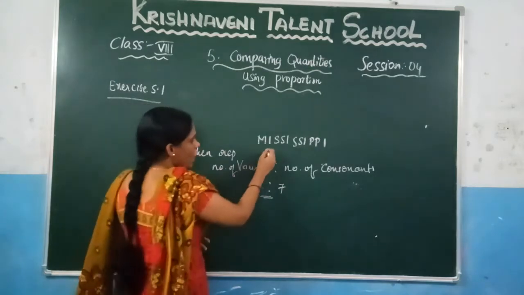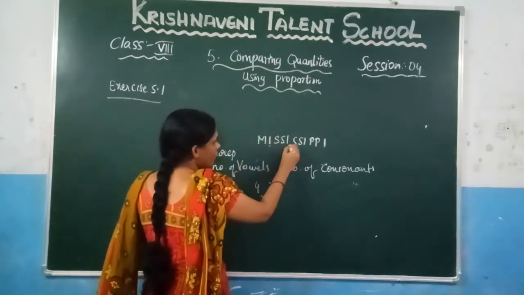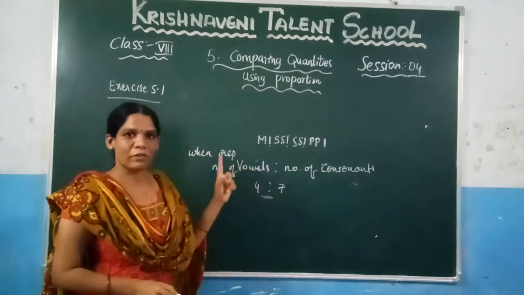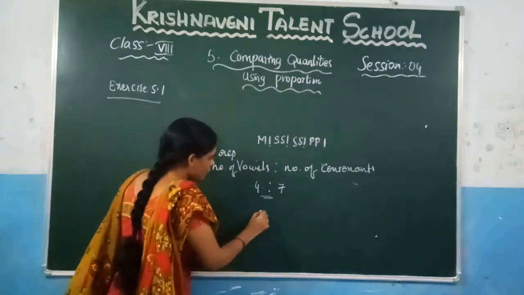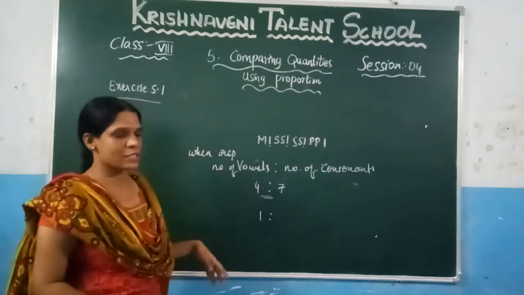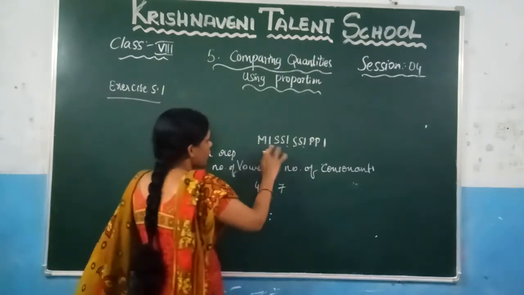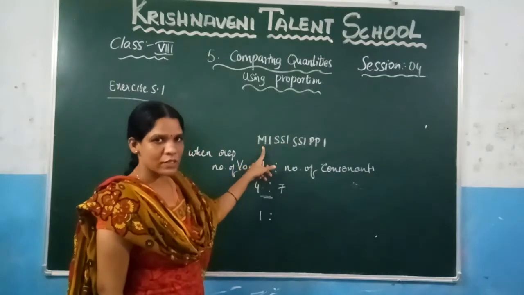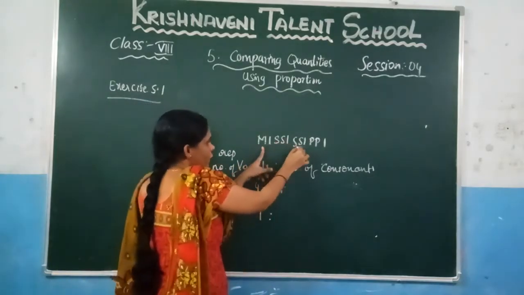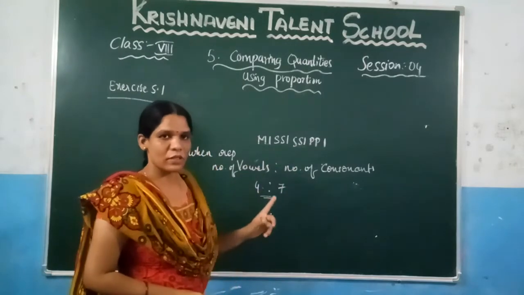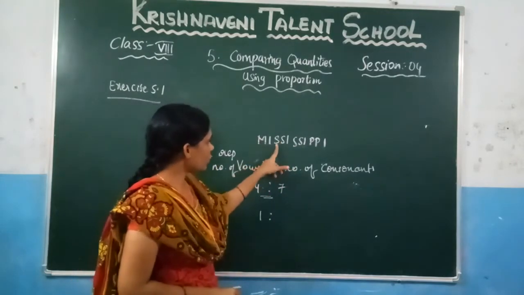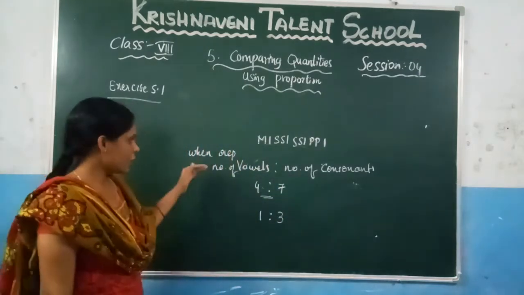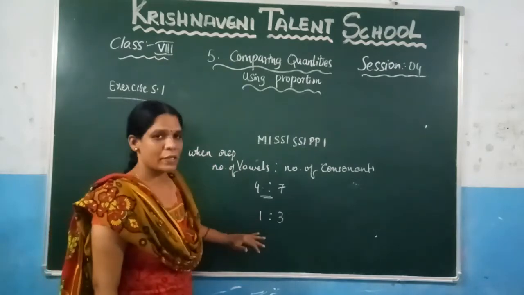How many times is I repeating here? 4 times, but you need to write it only once, because you should take only one letter only once. So let us write 1:2. Now let us check the number of consonants. Here M is there, so count once. Here S: 1, 2, 3, 4, 4 S are there, but since we need to count only one letter, 1, 2, 3. So what is the ratio here? 1:3.